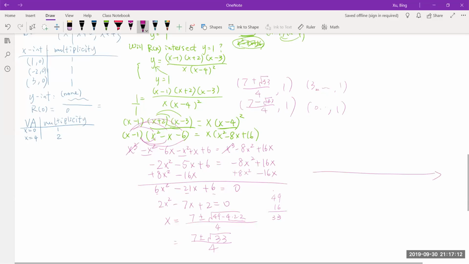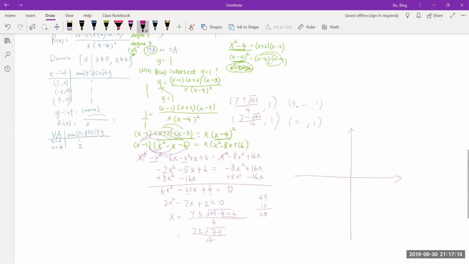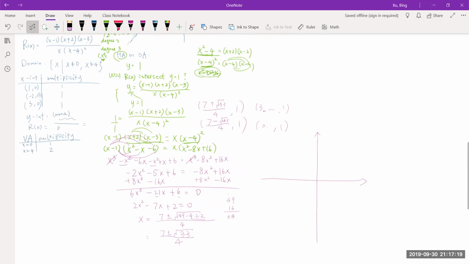Okay, let's start graphing. It's a bad problem. First of all, x-intercepts: 1, negative 2, 3. The reason I want to do this problem is because we have a multiplicity of 2 here. I didn't know this problem was going to be this complicated. No y-intercept. We have 2 vertical asymptotes. One is x equals 0, the other one is x equals 4.